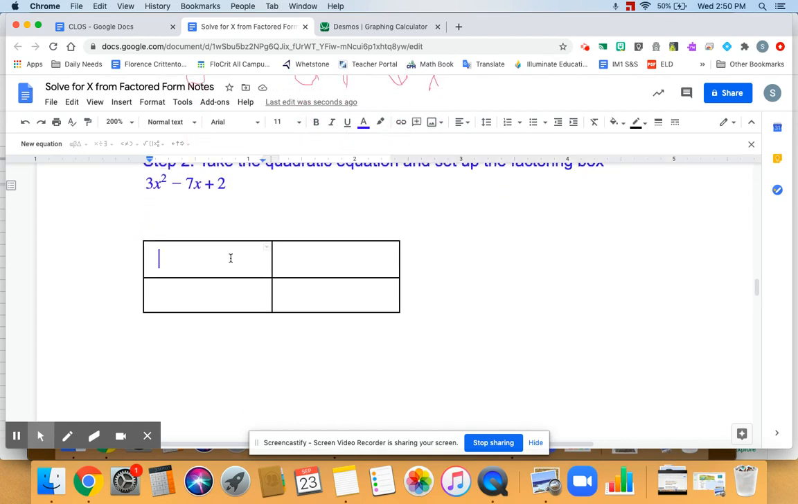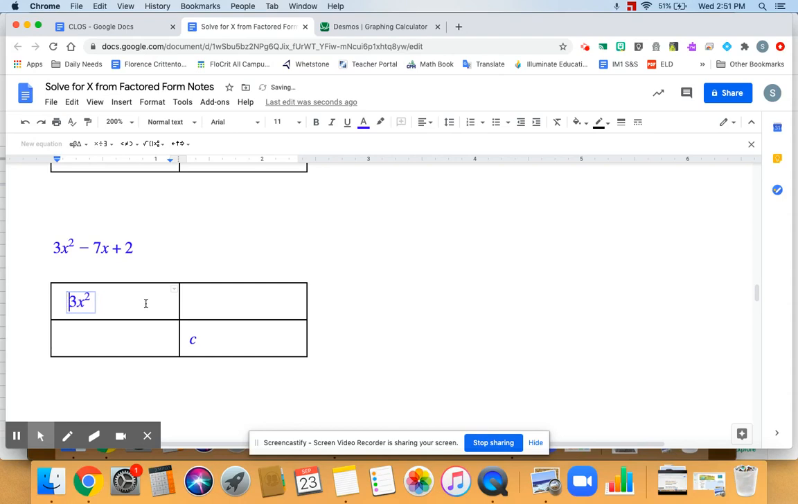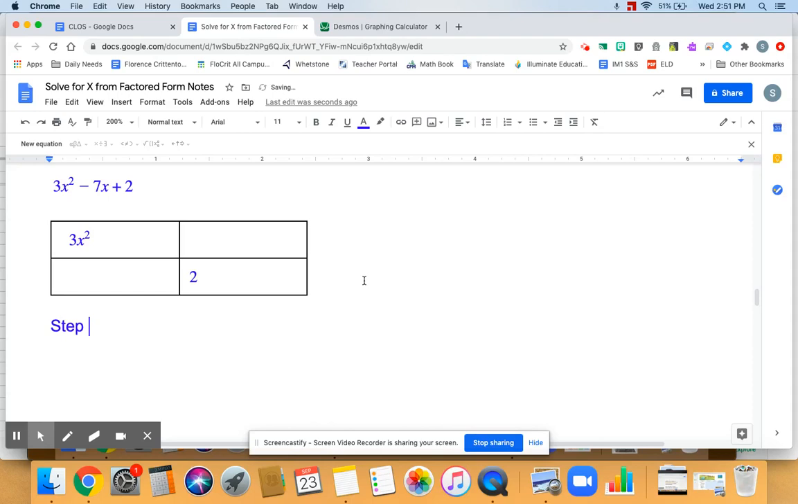And then in this first box goes an x squared. And then in this last box is the c. And it always is going to look like this. So if I do it for my example, I have 3x squared, and my c, my last number, is just a 2.